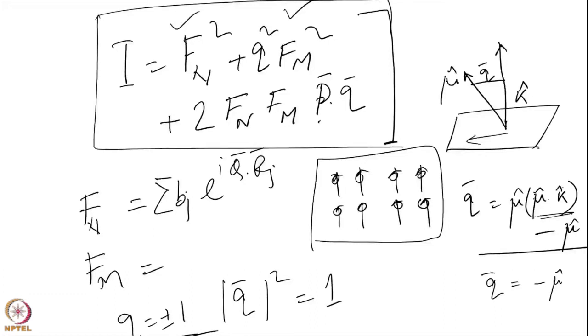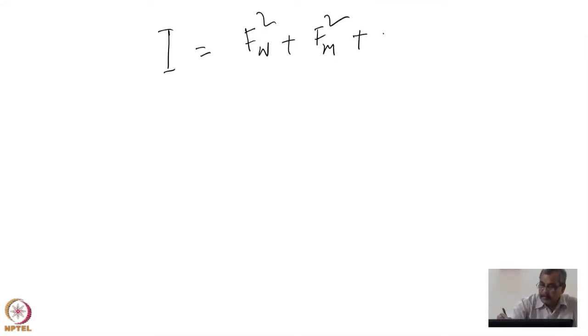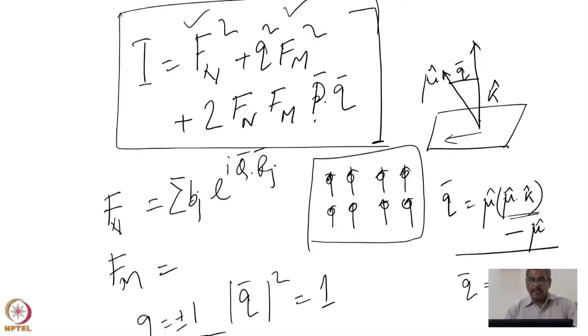And then I is equal to Fn square plus Fm square. Q square equal to 1, I have put, plus 2 Fn Fm and P dot Q. P is the polarization of the neutron beam. So this is what I wrote. I have put Q square equal to 1 because I have assumed that the magnetization is in plane.